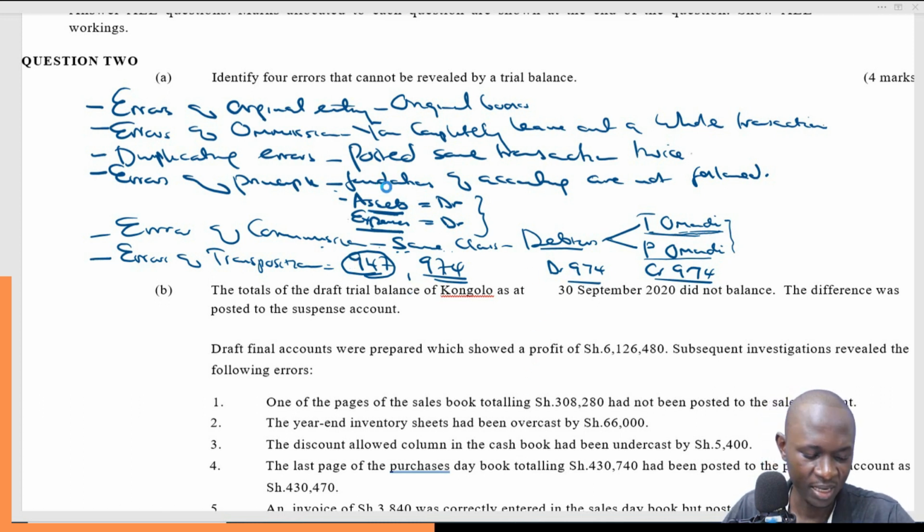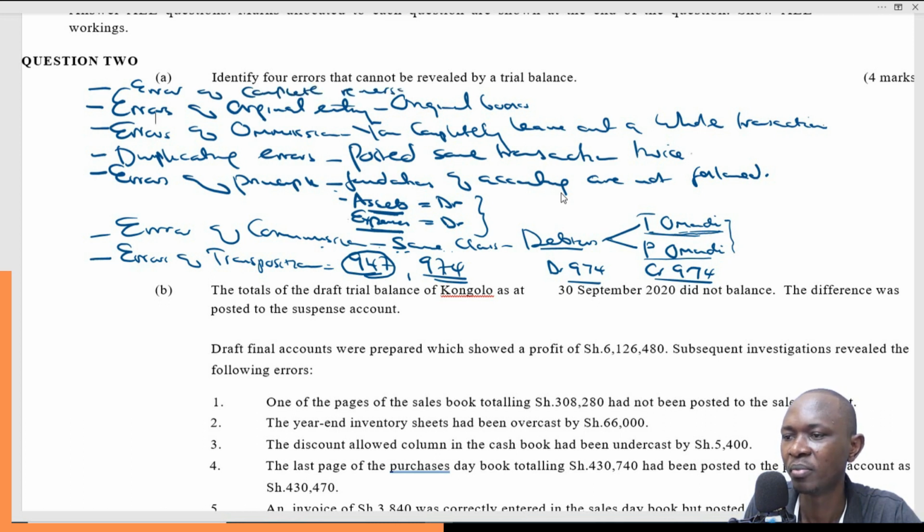So I think these are enough. There's also another one which we are almost forgetting. Maybe we just mention error of complete reversal. Error of complete reversal.